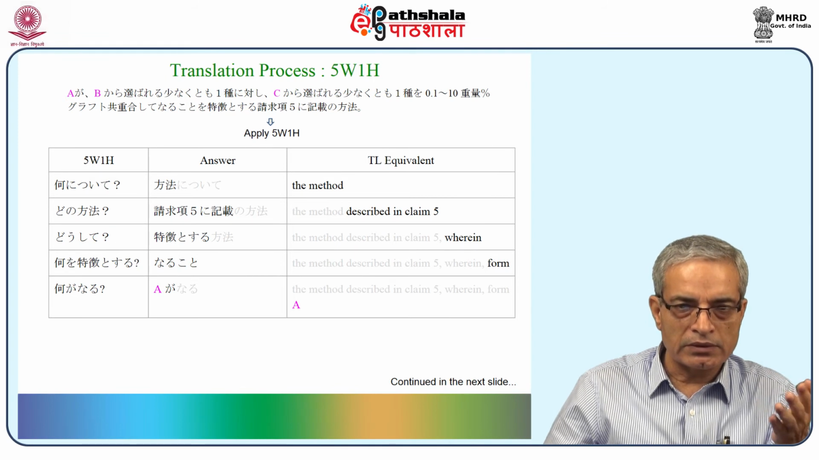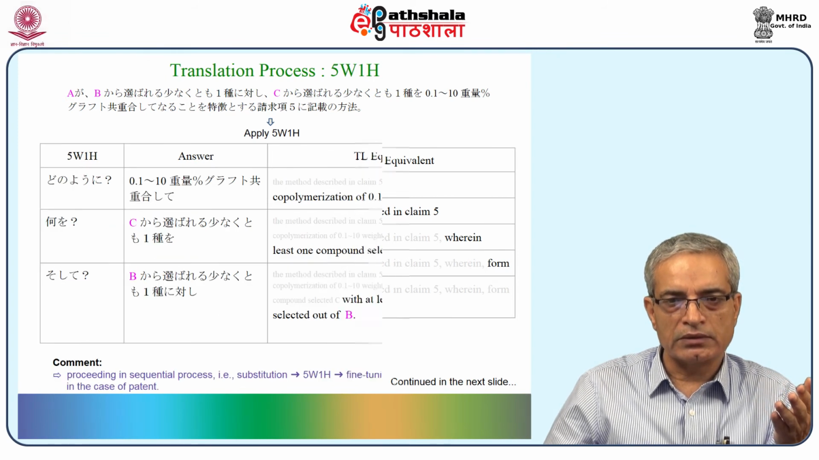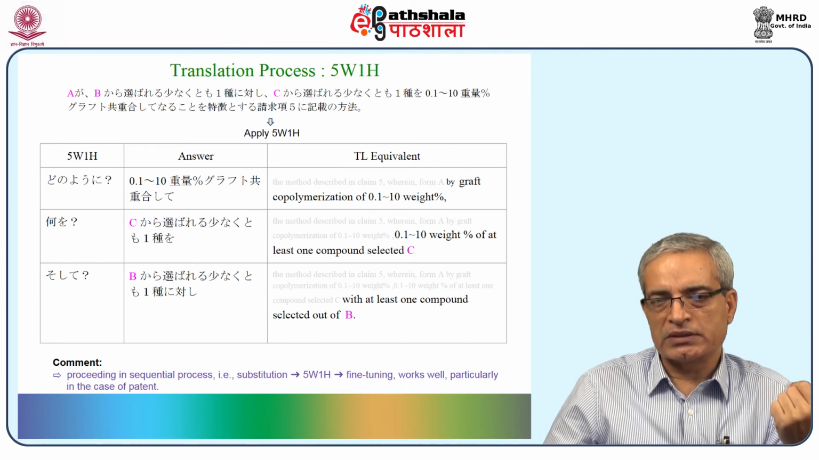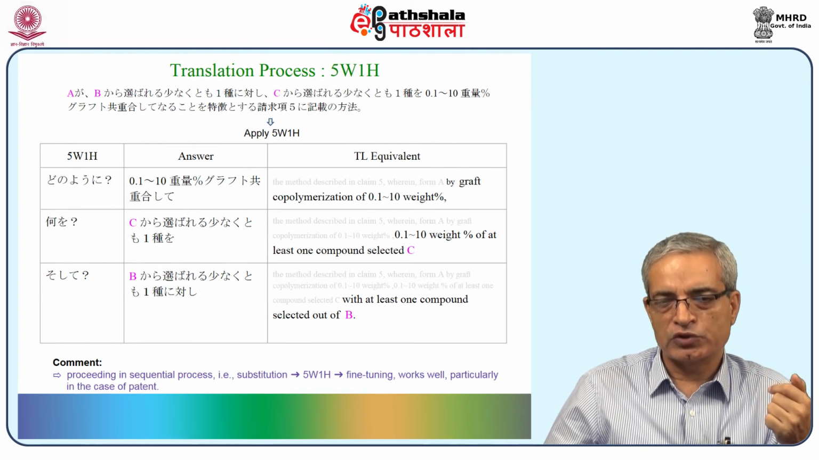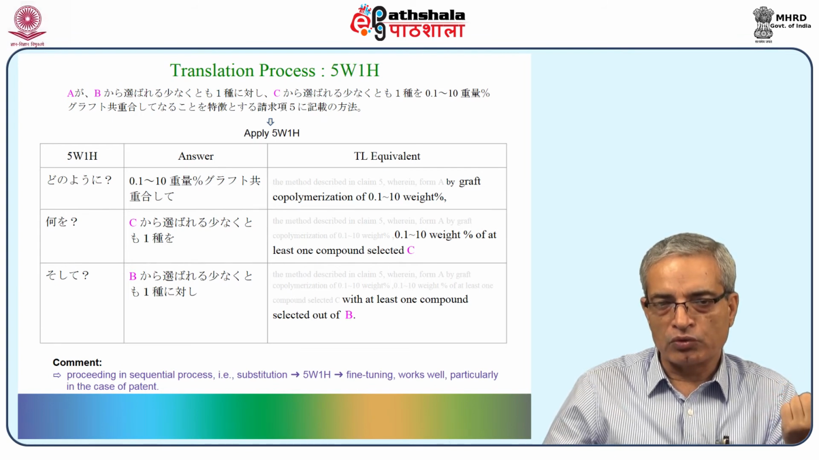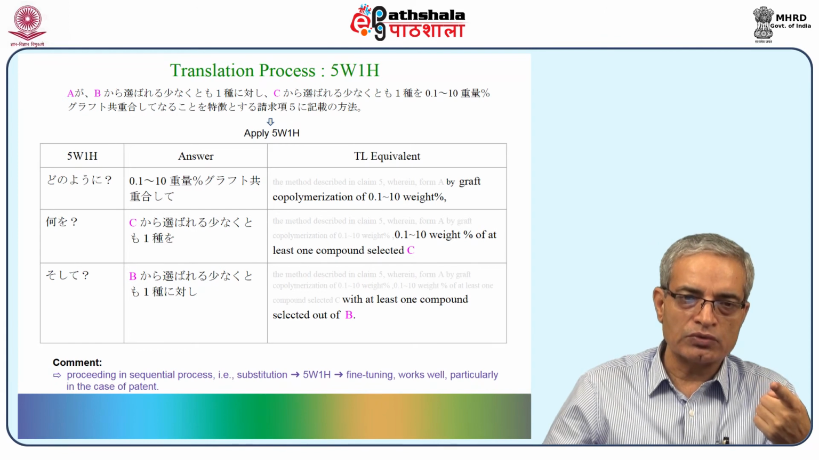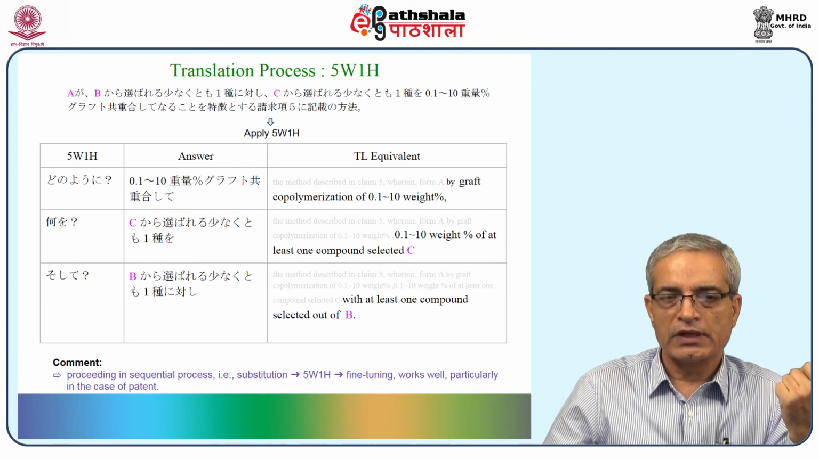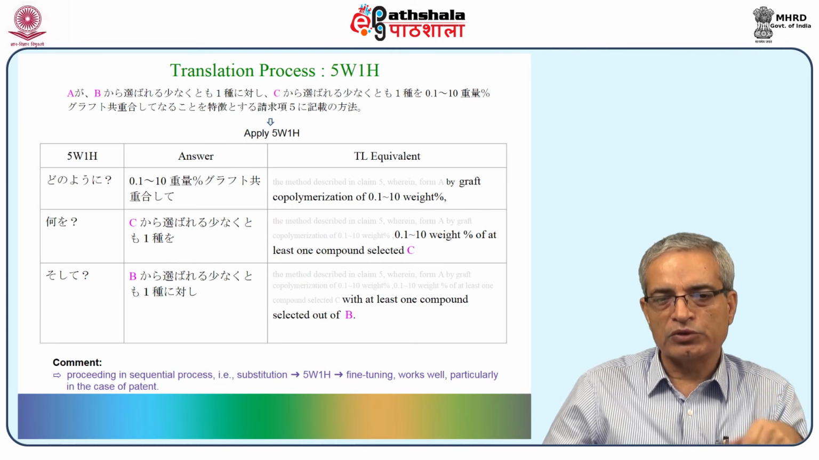So now let's see the English equivalents. I think this is continuing probably, sorry. Okay. Dono yoni. 0 to nichi naishi 10% graft kyoju go shite. So it's shite, one process. Nani o. You have to put O, and in this case it is issue O. So C kara era bareru skunaktomo issue O. So shite. B kara era bareru skunaktomo issue ni taishi.